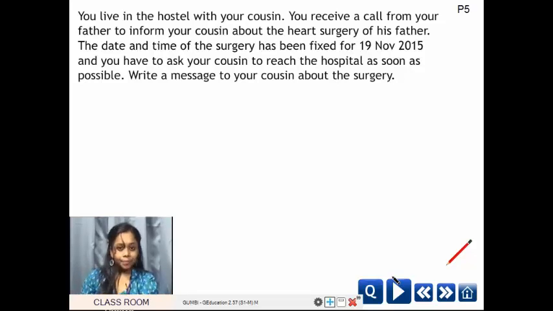You all know what a hostel is, no, students? Yeah, when you live away from your parents, you live with many other friends, people of your own age or a little older or younger than you. You live on your own. Yes, that's called a hostel. So here you live in a hostel with your cousin. So, I live in a hostel with my cousin.